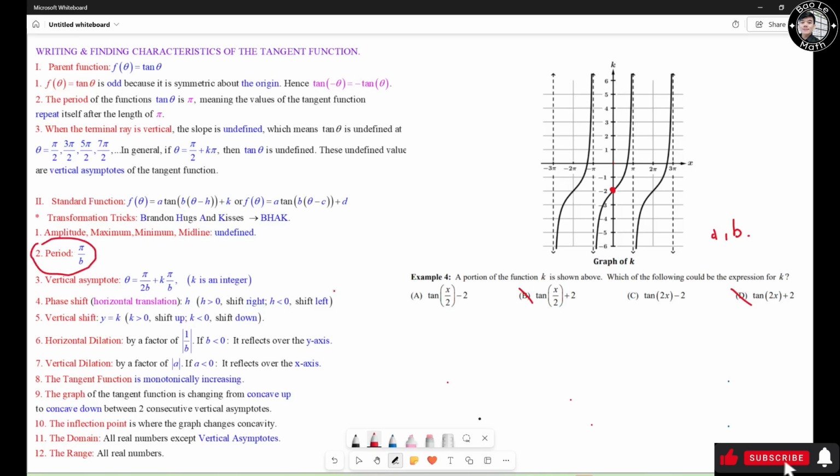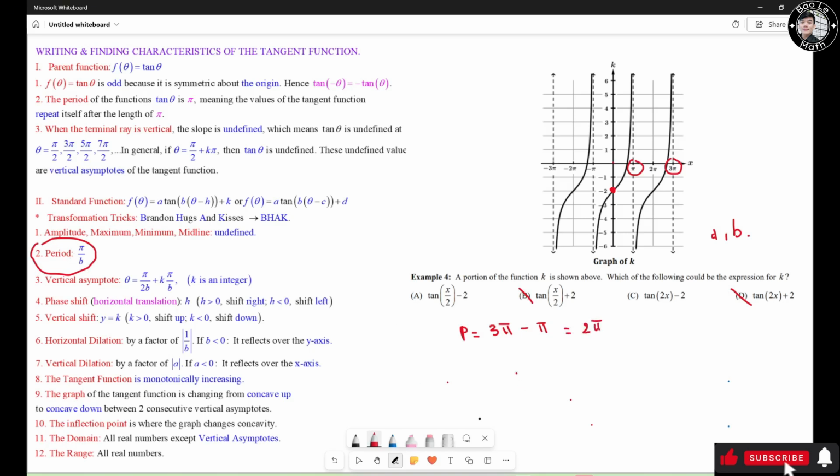Now, we need to solve for the period first. The period is the distance between two vertical asymptotes. So we have pi and 3 pi right here as two vertical asymptotes. So the period equals 3 pi subtract pi, so it's going to be 2 pi.